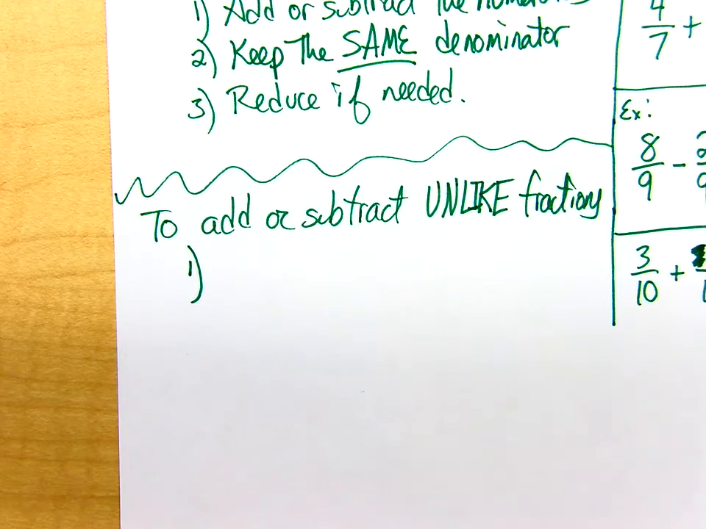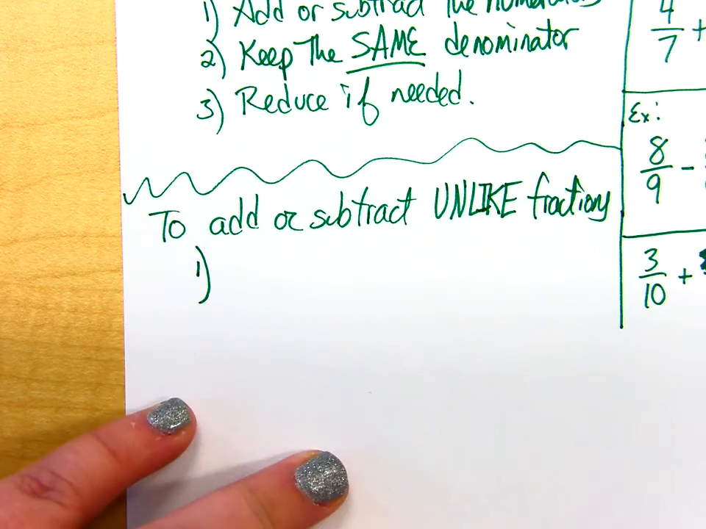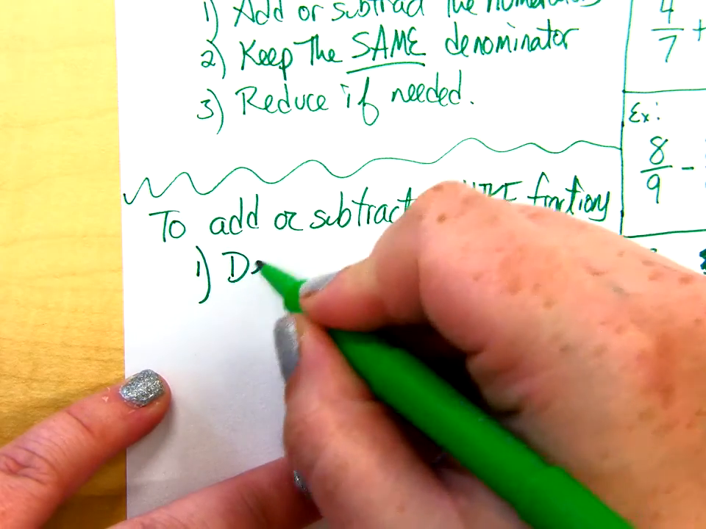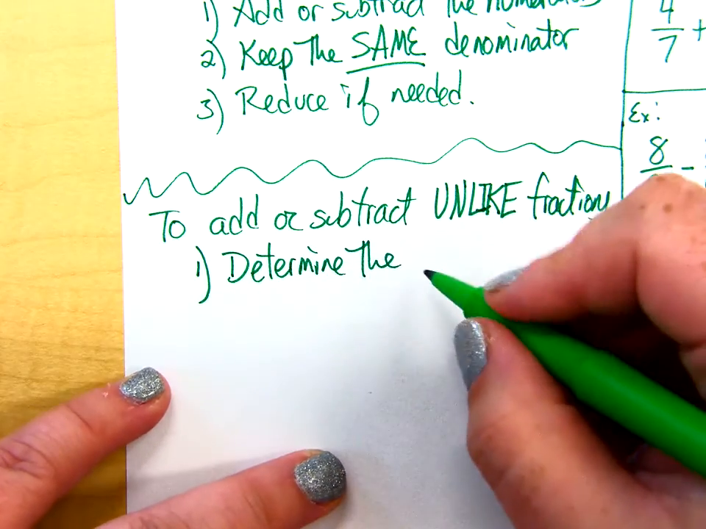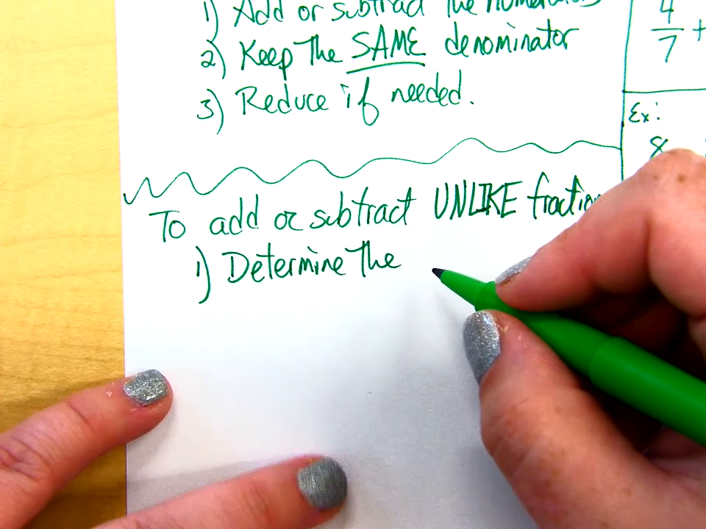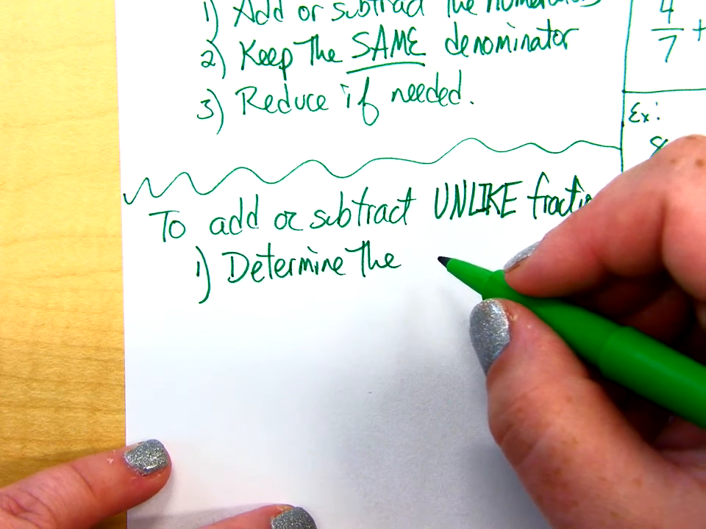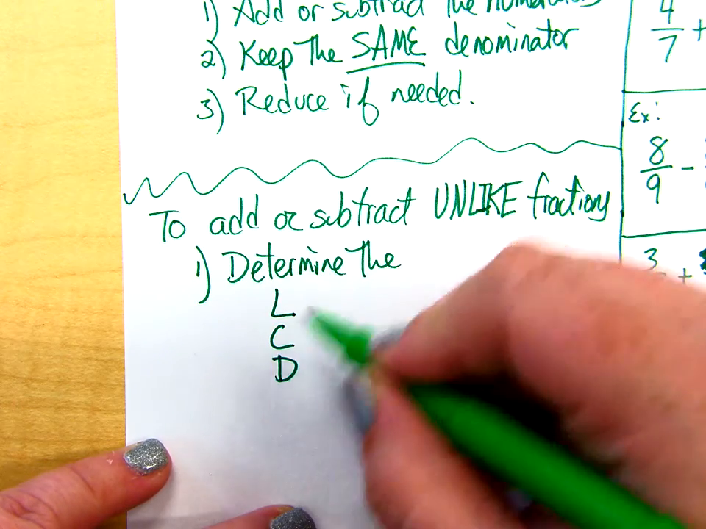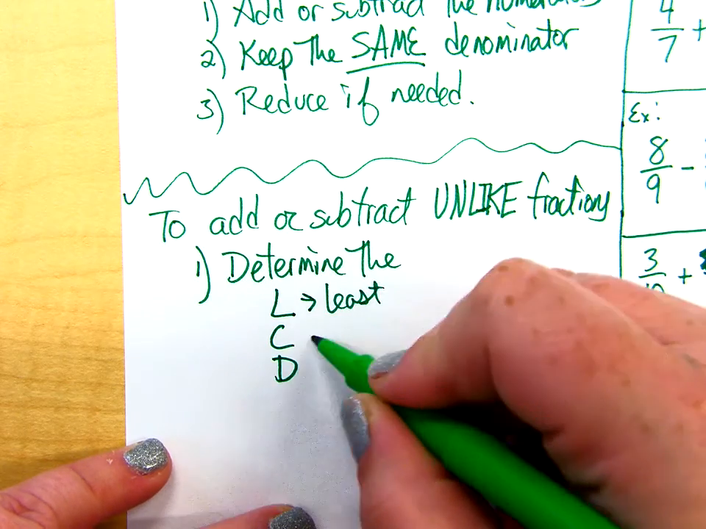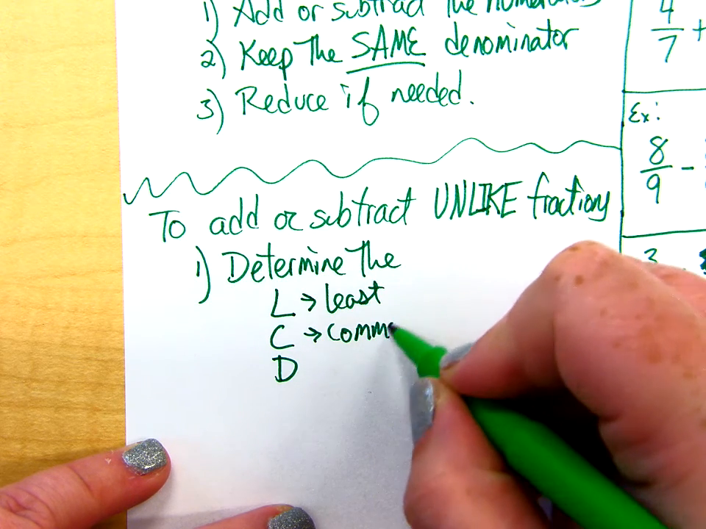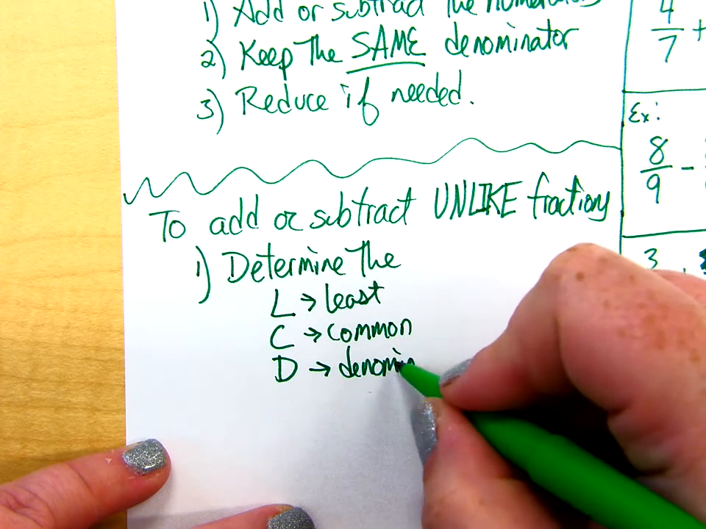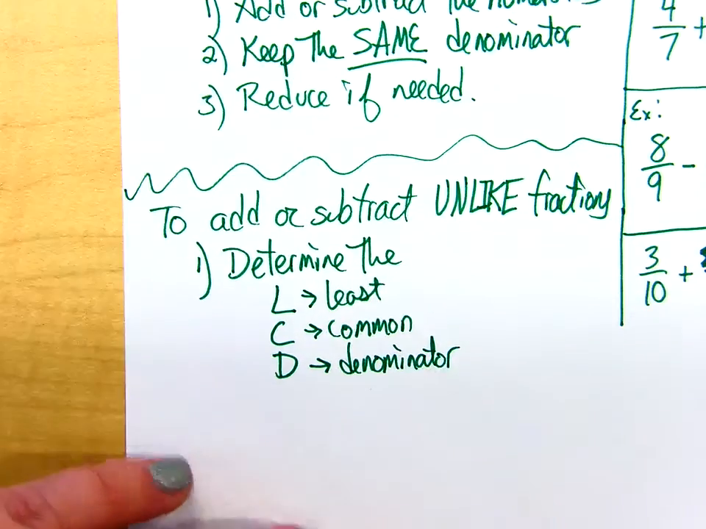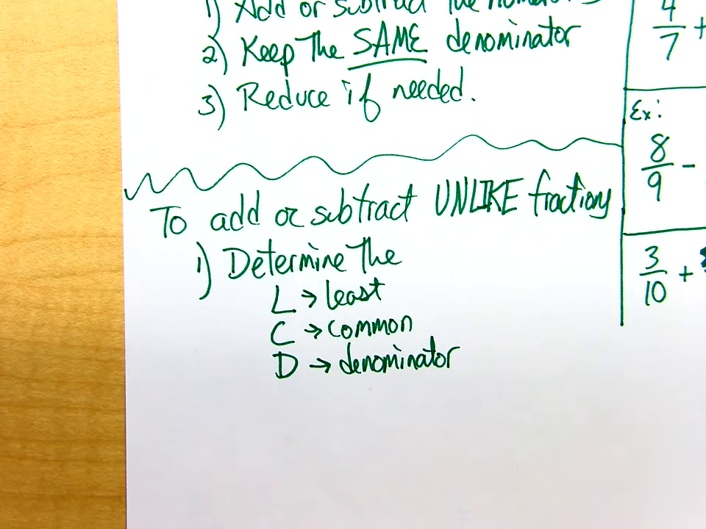So, I'm going to give you some step-by-steps first, and then we'll do some examples. So, step 1, you need to determine, do you remember what LCD stands for? Least common denominator. Yes! LCD. Least common denominator. In other words, what's the smallest number that both of your denominators divide into?